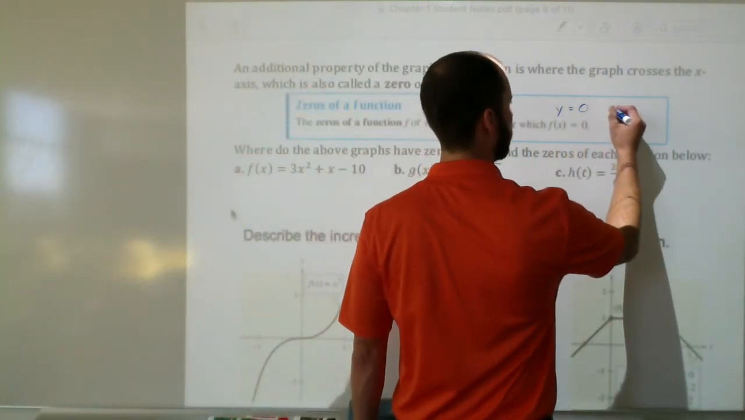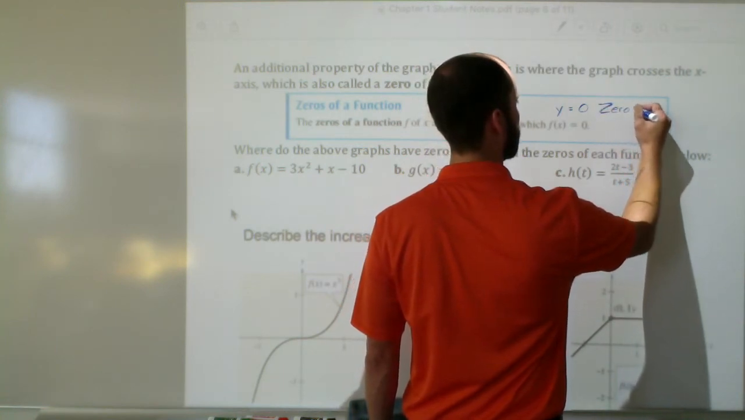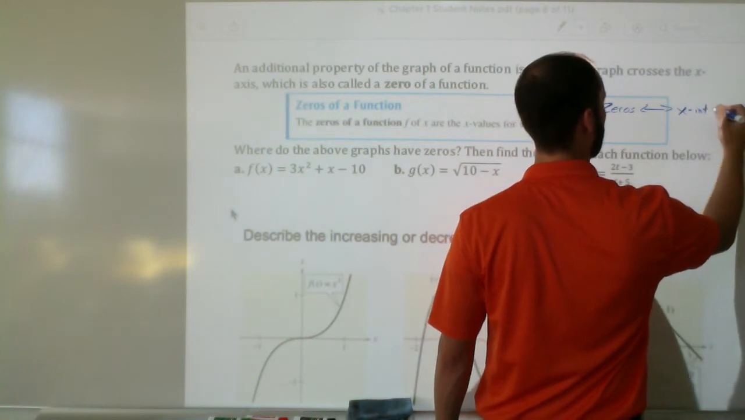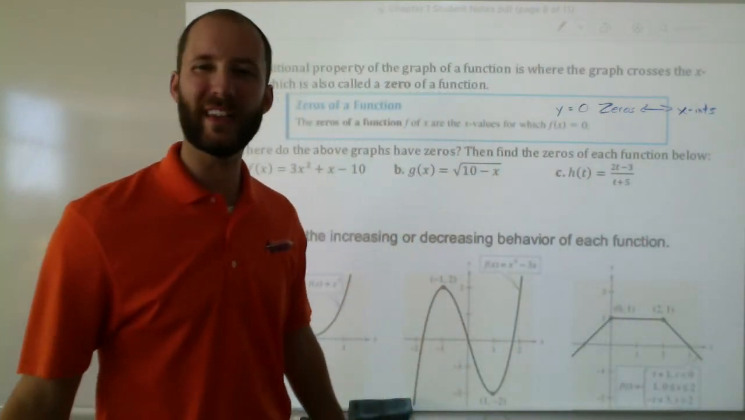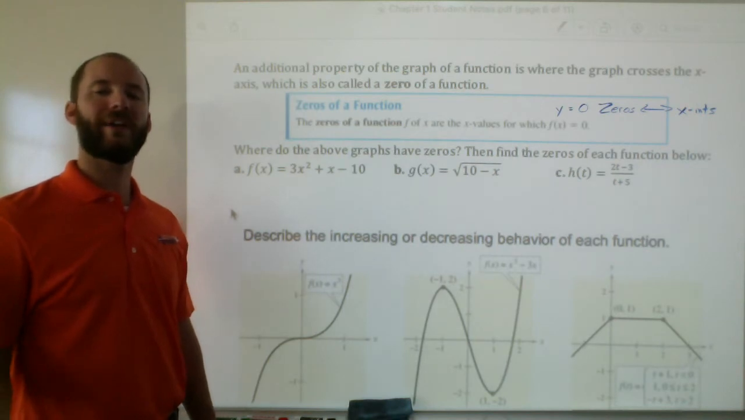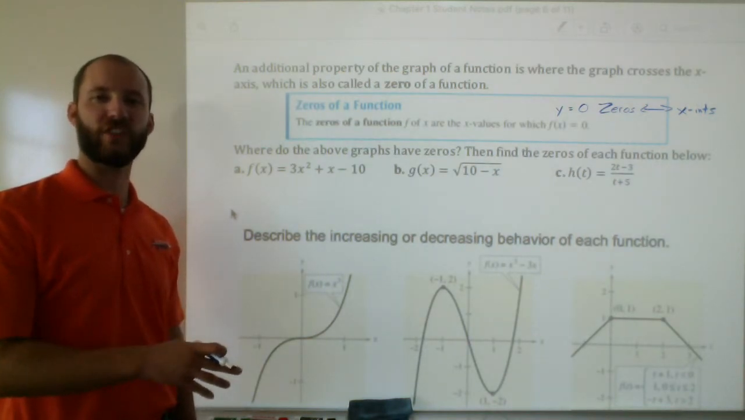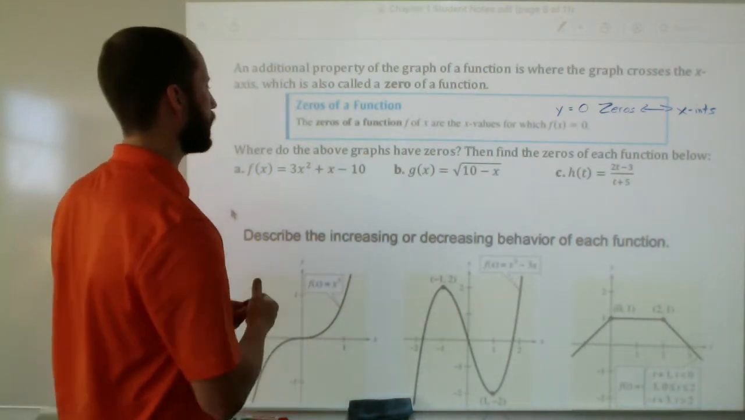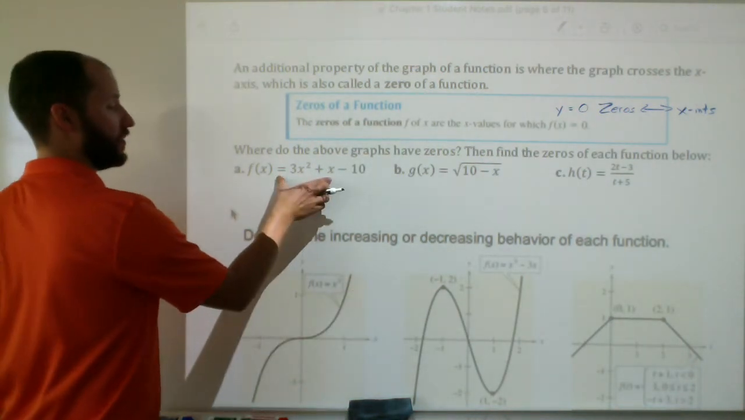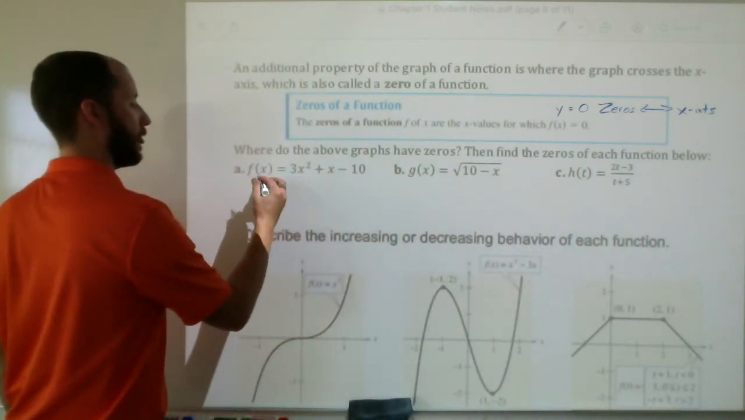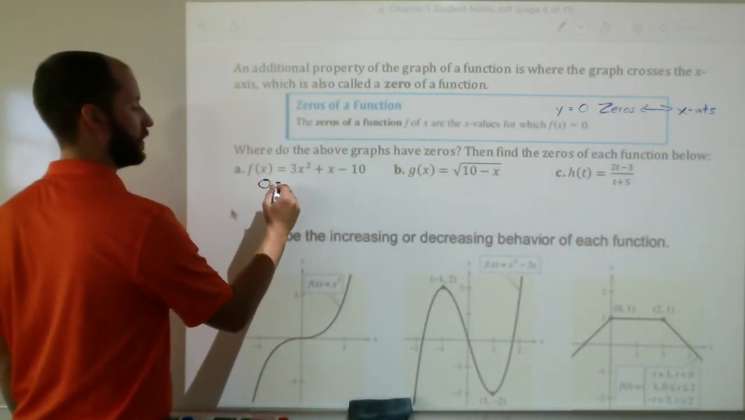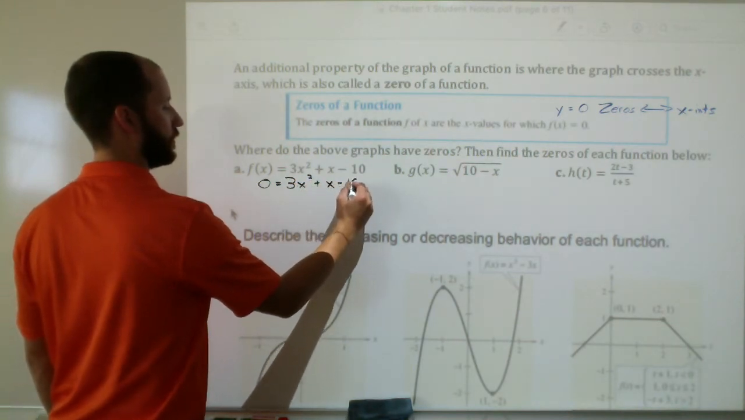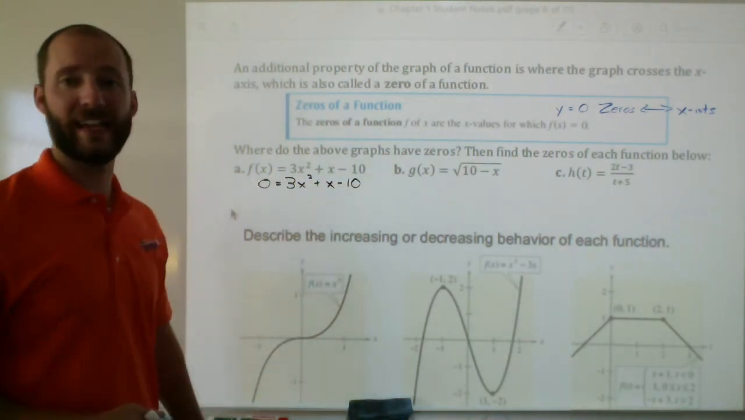So y equals 0, zeros and x-intercepts. They're the same thing. They are where a curve crosses the x-axis and the y value equals 0. So to solve zeros of a function, you're going to take f of x, replace it with 0, and then solve using your handy-dandy algebra skills.